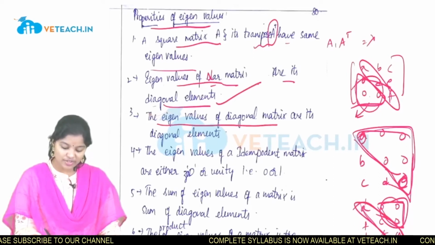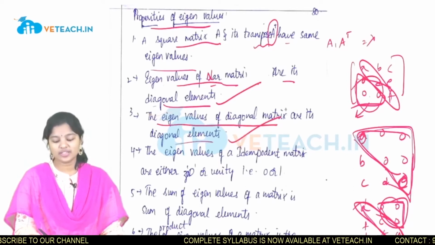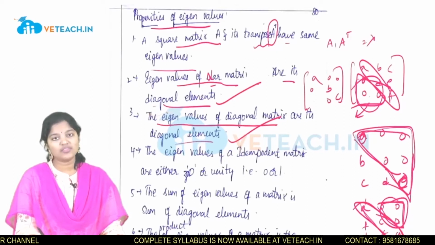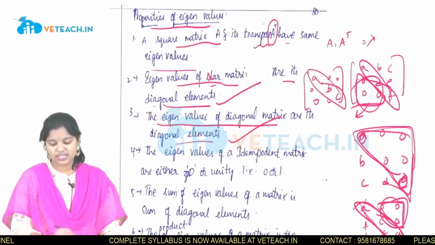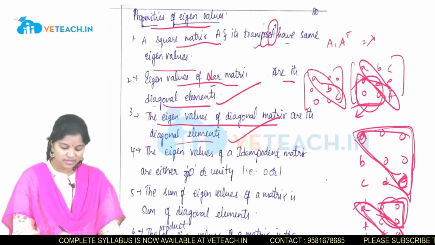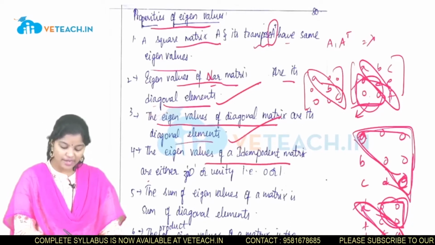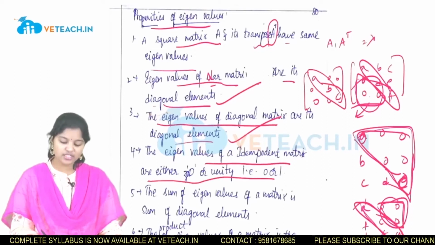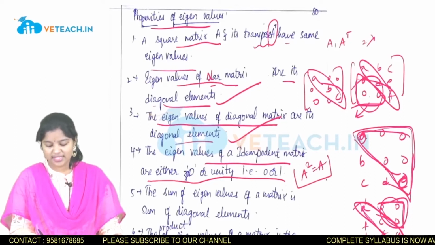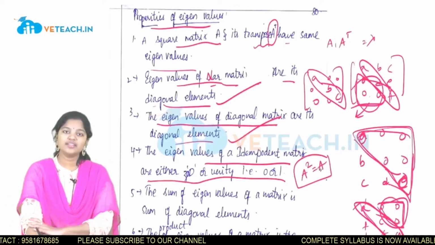The eigenvalues of a diagonal matrix are its diagonal elements. What is a diagonal matrix? Only the diagonal elements will be present and all other values will be equal to 0. So this is a diagonal matrix and the eigenvalues will be only A, B, C in that matrix. The eigenvalues of an idempotent matrix are either 0 or unity. What is an idempotent matrix? When A square is equal to A, then we say it is an idempotent matrix.